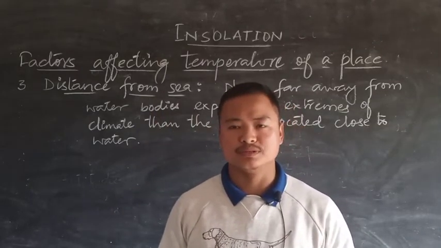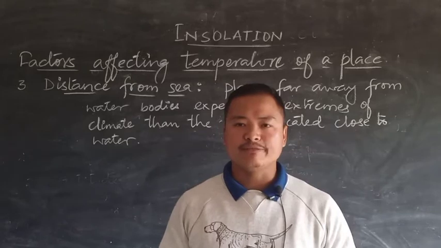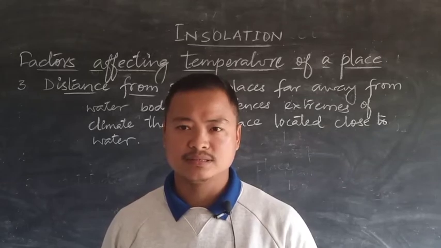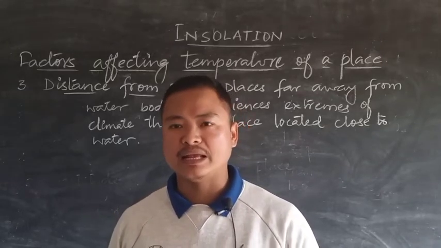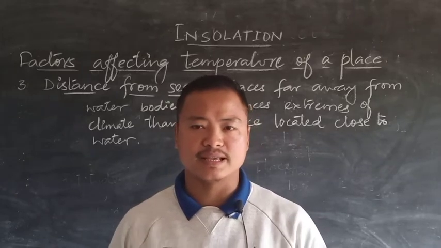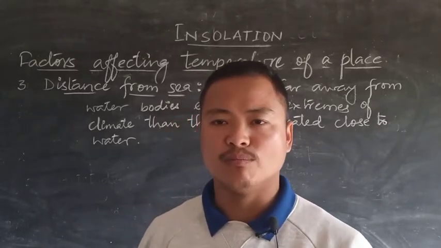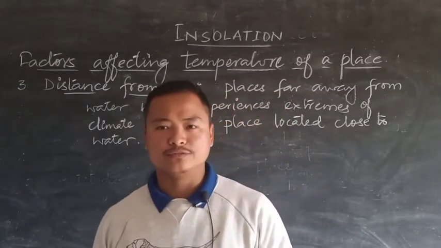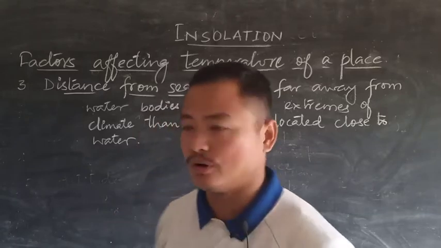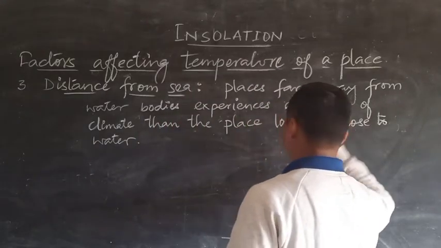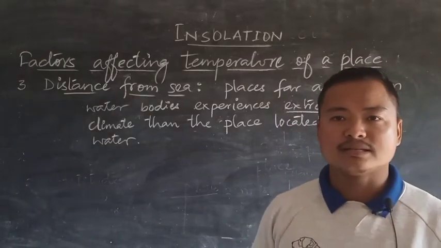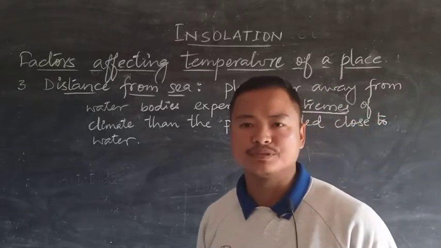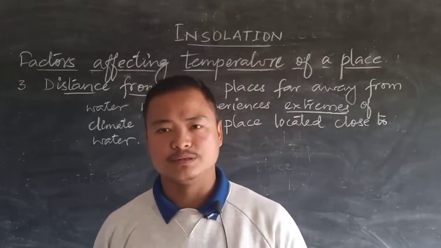In this case, the cooling effect and the warming effect of the water come towards the land masses. Hence, places located very close to water bodies experience a very moderate climate. That means the temperature is not very high or very low. Places located far away from water bodies experience extremes of climate. That means temperatures are either very high or very low. This all happens because of the differential heating of land and water.